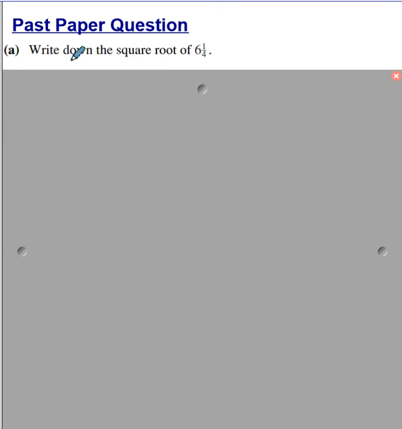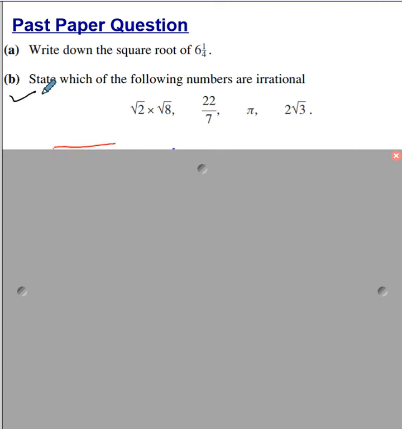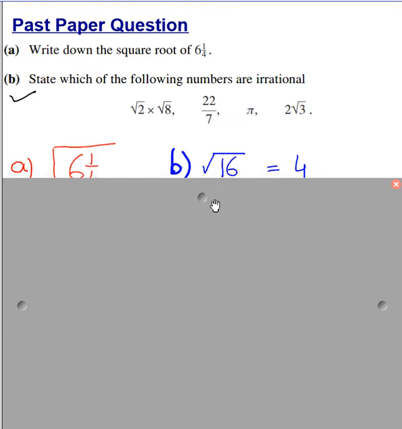Now let's see this question. Write down the square root of 6 whole 1 upon 4. Now this is a mixed number. When you have to find the square root of it, you need to change it into an improper fraction first. Forget about this part for the time being because it is a past paper question. So this is not from the relevant topic, but I'll explain this as well. So to find the square root of 6 whole 1 upon 4, I will change it into an improper fraction, right?